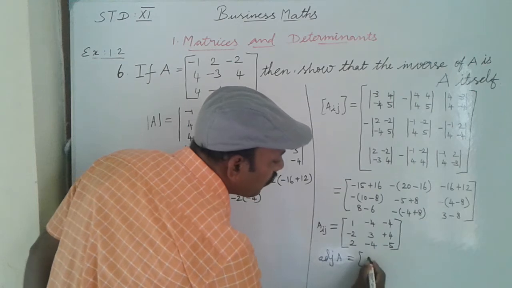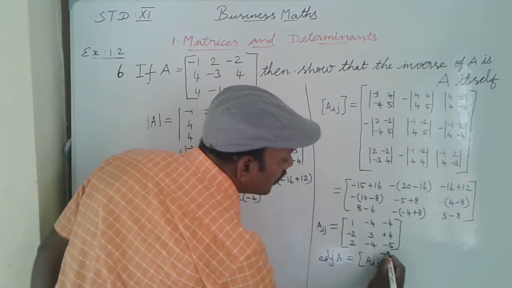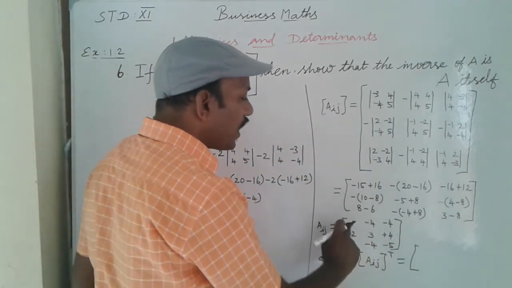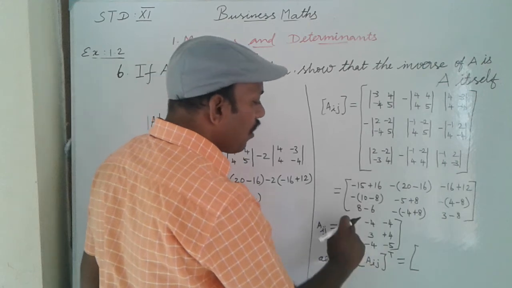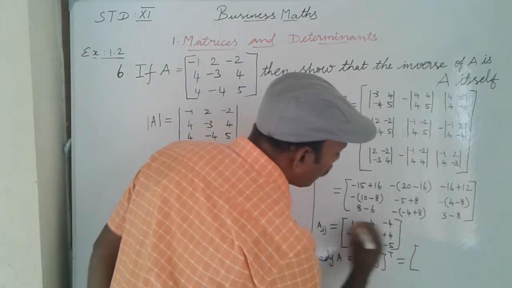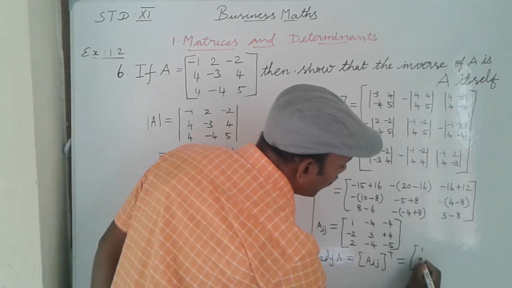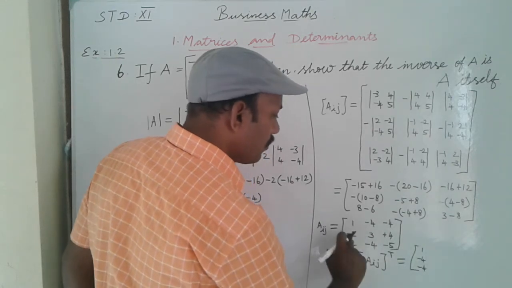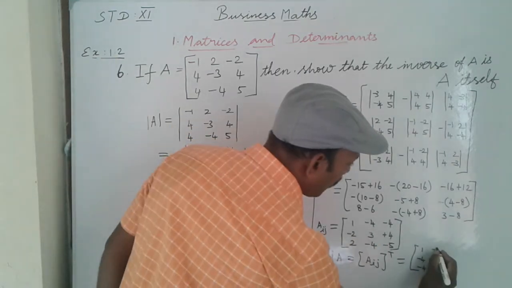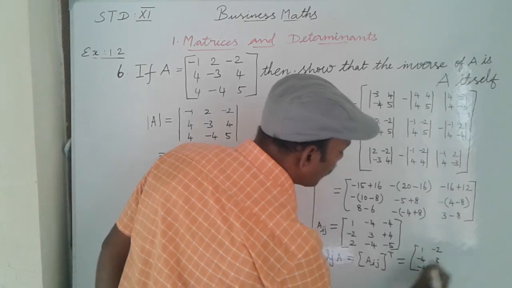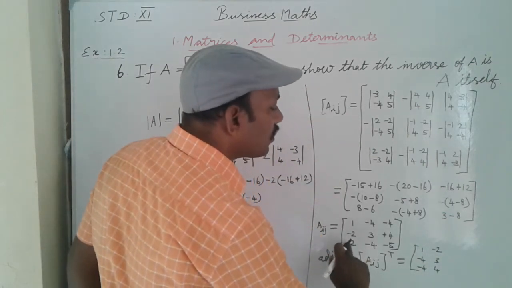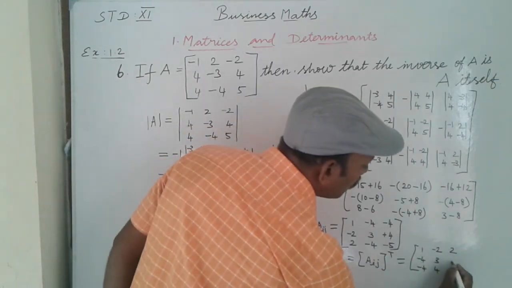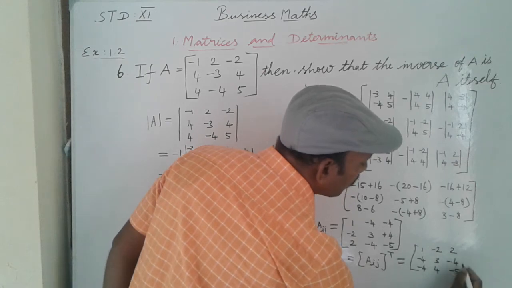Aij transpose. The adjoint of A is the transpose of the cofactor matrix. We should find the Aij transpose: rows become columns, columns become rows. The first row, 1 minus 4, we write as the first column: 1 minus 4 minus 4. The second row becomes the second column: minus 2 3 4. Next, the third row becomes the third column: 2 minus 4 minus 5.